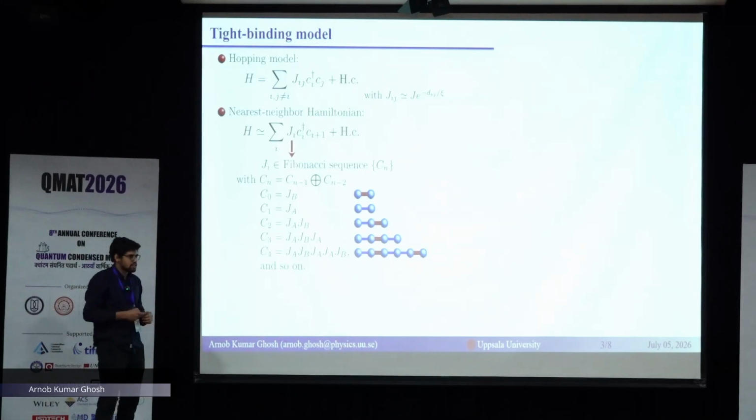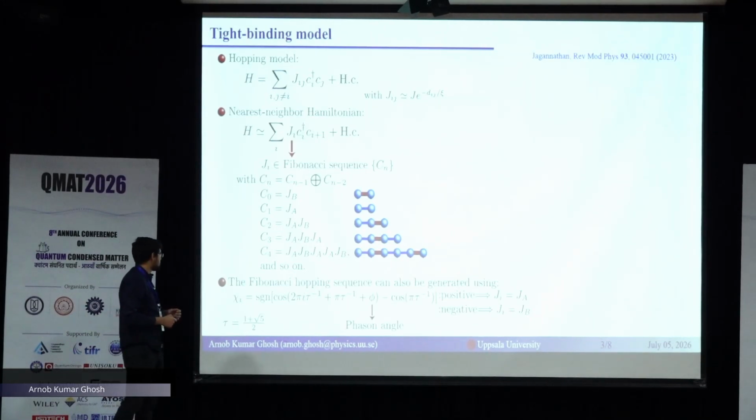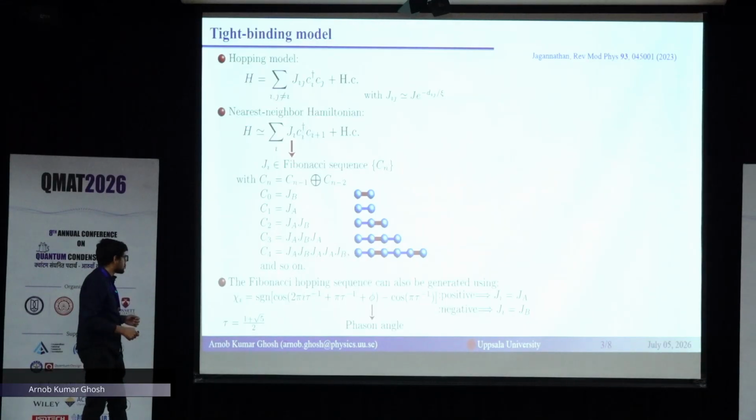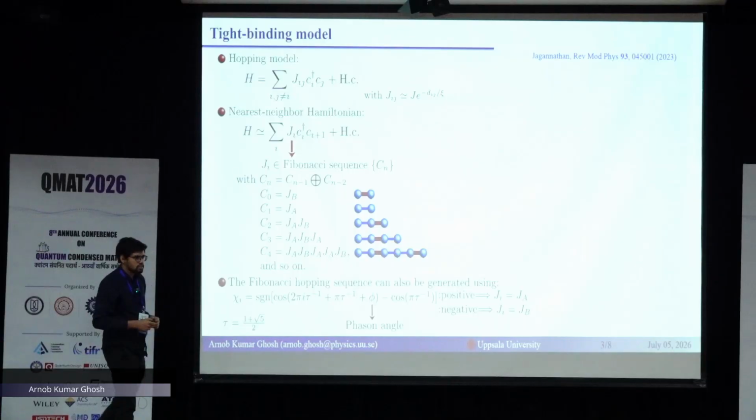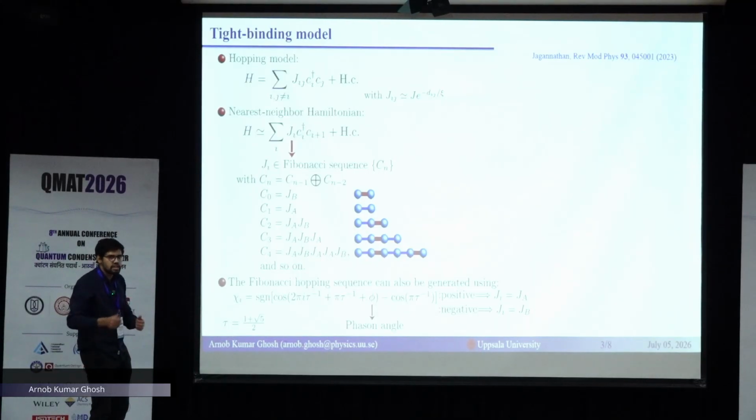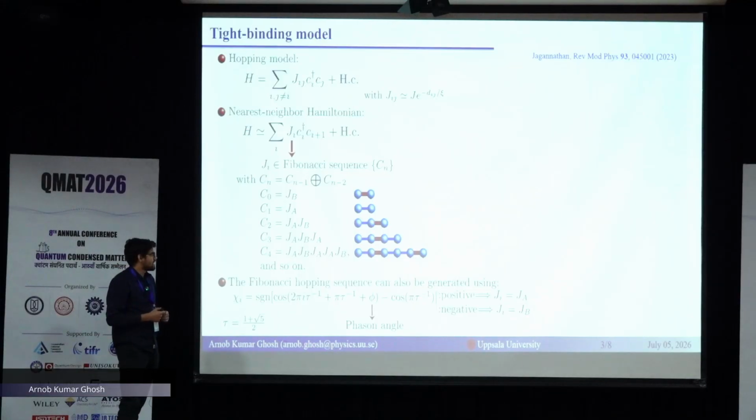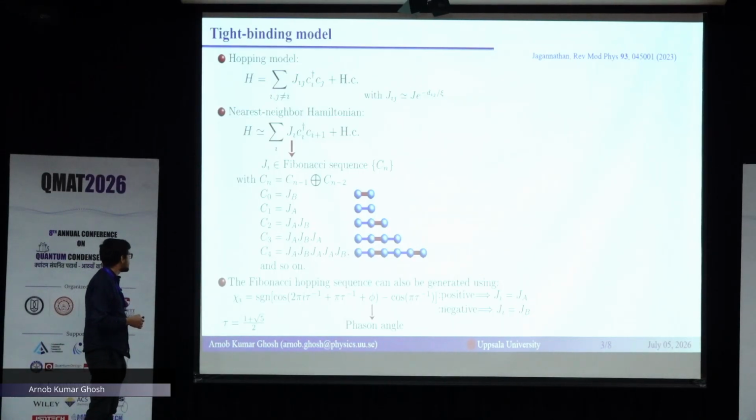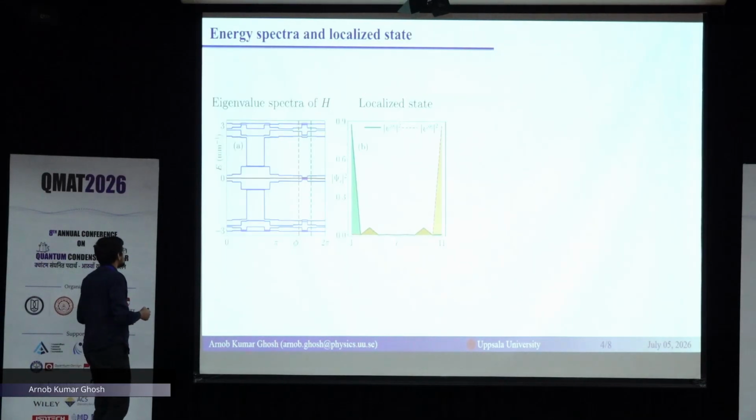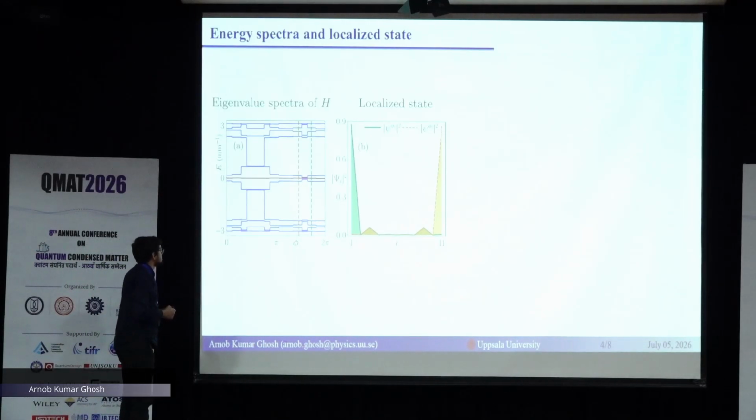There is another way one can also make this sequence, via this sine function. This sine function has a degree of freedom called the phason angle. By changing the phason angle you can generate a family of Fibonacci chains, and in this family you can get many interesting properties, and if you want to learn more you can follow this review by Anuradha Jagannathan. With that, I show you how the spectrum of the Hamiltonian looks as a function of the phason angle. I will not discuss the full spectrum, but we will focus on this red marked state.